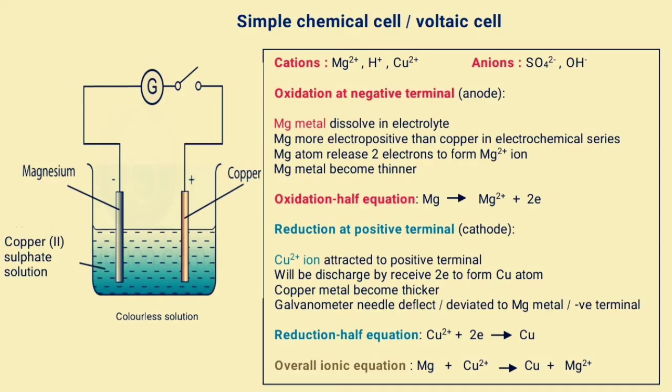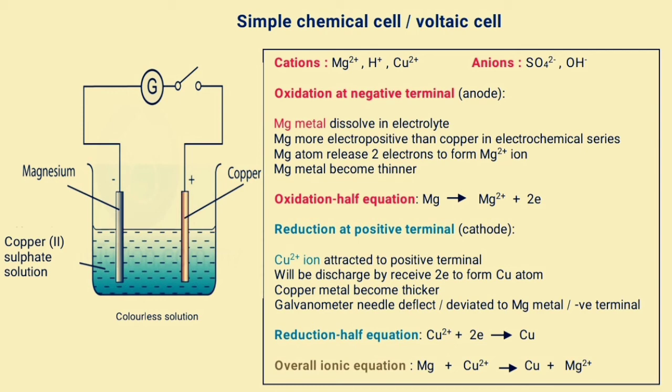This is a simple chemical cell. Two metals of different electropositivity must be used as electrodes to change chemical energy to electrical energy. The more electropositive metal acts as the negative terminal and the less electropositive metal acts as the positive terminal.